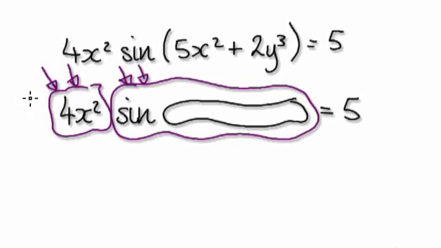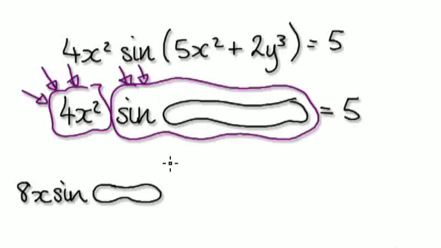So the first part of the product rule is differentiate this. So that would be 8x, and then keep this the same, that would be sine of the bubble here. The next step of the product rule is keep this the same, which is 4x squared, and then differentiate this.